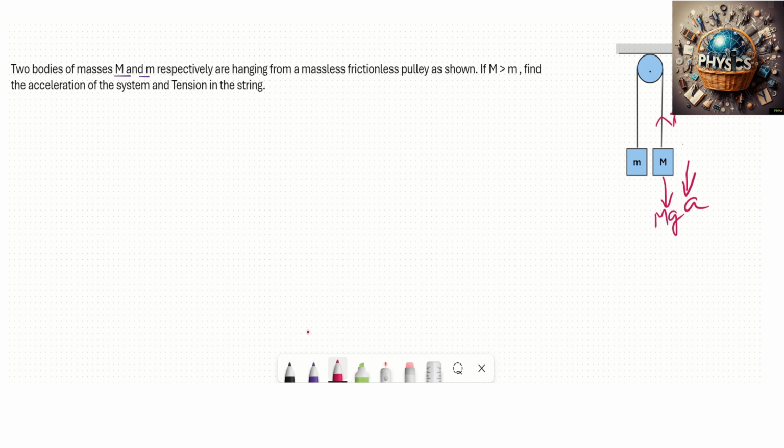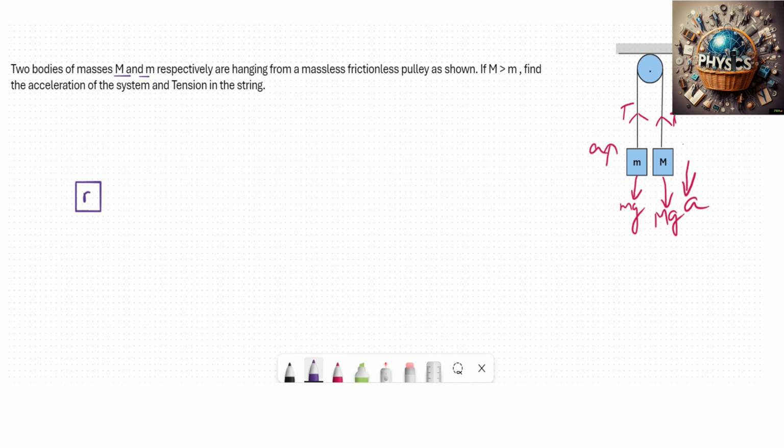Since this is the same string, the same tension will be propagated on the other side of the string as well, so this also will be T. And here the downward acting force will be of course mg, and this mass is moving down, so of course this small mass m is moving in the upward direction.